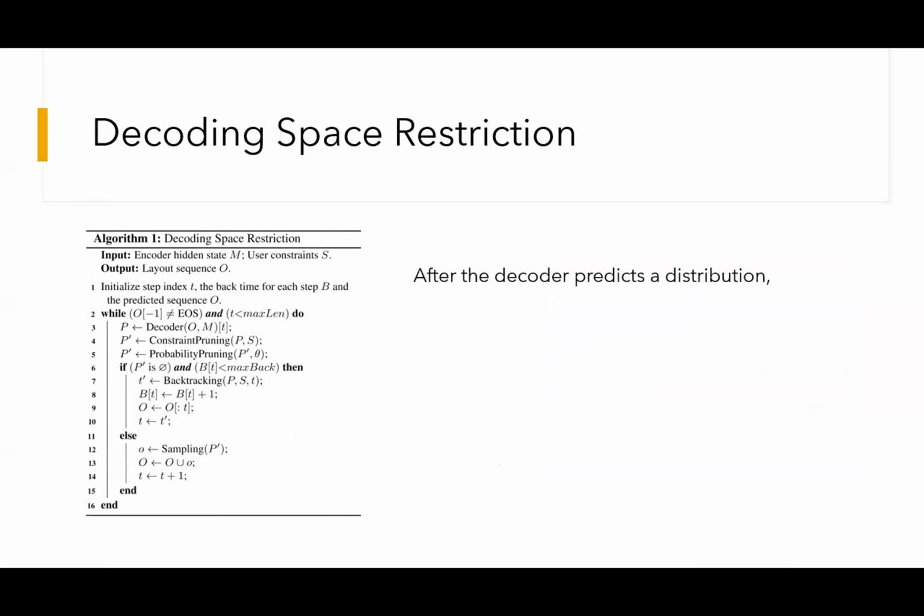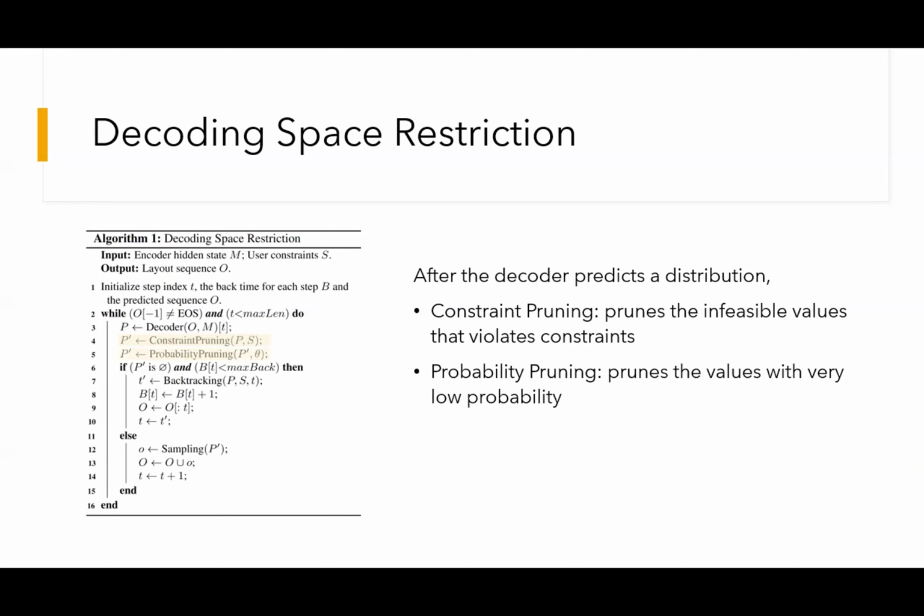After the transformer encoder-decoder structure, the decoder predicts the distribution. We developed two pruning strategies to help the model predict a better layout. The first one is constraint pruning, where we prune invisible values that violate the constraints. And we also have probability pruning. It prunes the values with a very low probability, because adding such elements to the sequence might lead to a very bad layout. And we also introduce a backtracking strategy, which rolls back the decoding space when all the values are pruned.